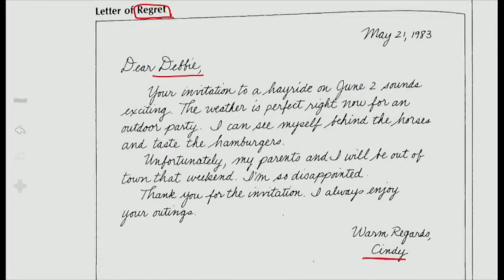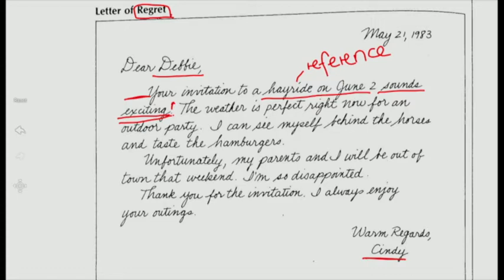So, looking at this letter closely, like I said, we have to ignore the structure. That is, for example, this space here. We are not supposed to do that. But let's just look at the content and at the writing of this one. "Your invitation to a hayride, or rather to a hayride on June 2 sounds exciting." See that? Sounds exciting. You are showing that you are happy for the invite. And here, when you're saying "your invitation to a hayride on June 2," this is a reference so that your friend knows what you are talking about. It sounds exciting. I can even put in an exclamation mark there.